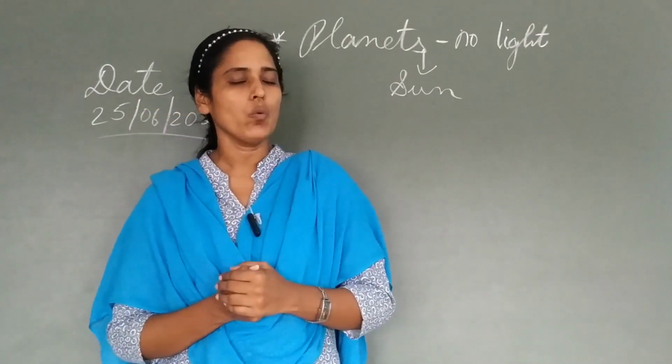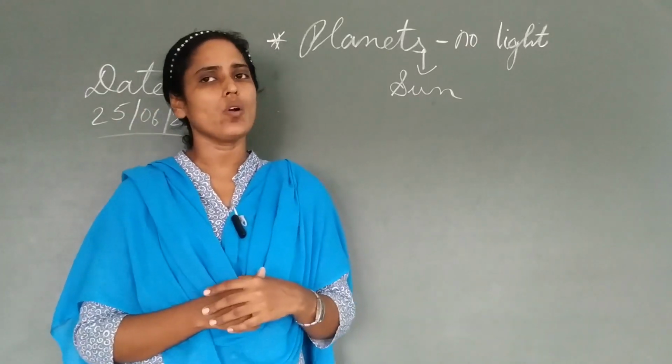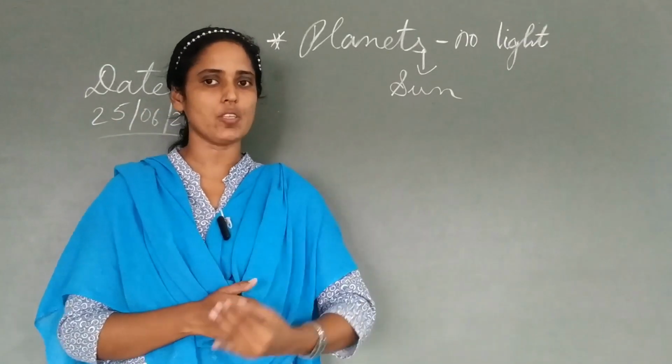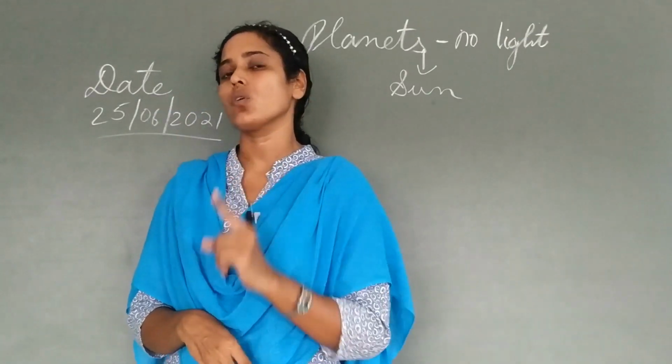But in your textbook we have planets, satellites. Then we have our comets, meteors and constellations. So these are the members of our solar system according to our 6th standard syllabus. Now we'll see about the Sun.